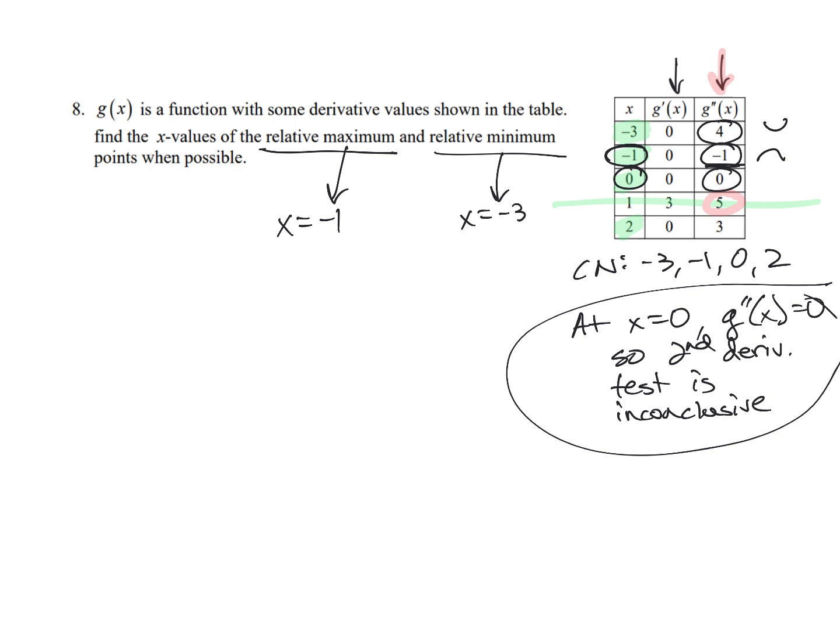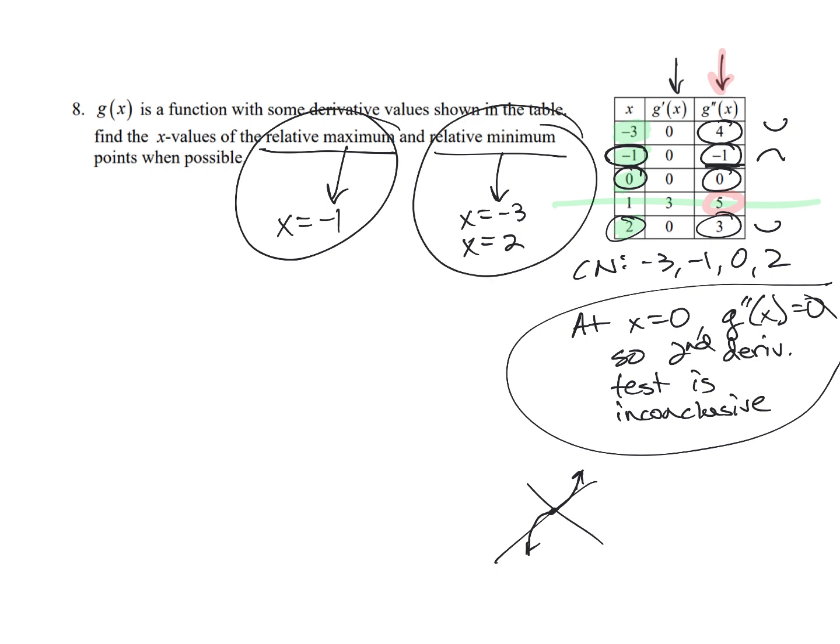Usually what happens there when it's 0, it ends up being something like what we got before with our x cubed function, where it wasn't a relative extrema at all. However, it could be. There are cases where it can be. So you just don't know. Okay, what about our last one here then? At x equals 2, what's happening there? Is that a relative max or min? Right, because it's concave up, so it's a relative min at x equals 2. Okay, so relative max at x equals -1, relative min at x equals -3 and 2.